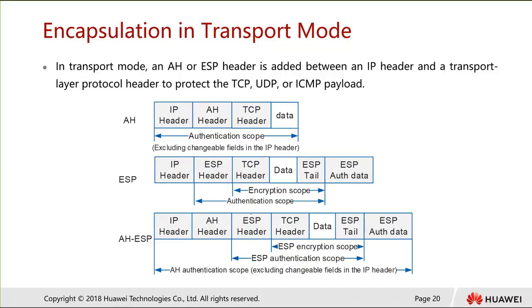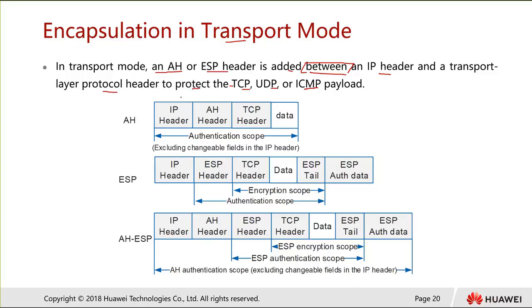Alright, so next we look at the encapsulation mode. Basically, we have two types of encapsulation: transport mode encapsulation, and encapsulation in tunnel mode. Let's look at the first, transport mode. In transport mode, an AH or ESP header is added between an IP header and the transport layer protocol header, this is the keyword, to protect the TCP, UDP, and ICMP payload.